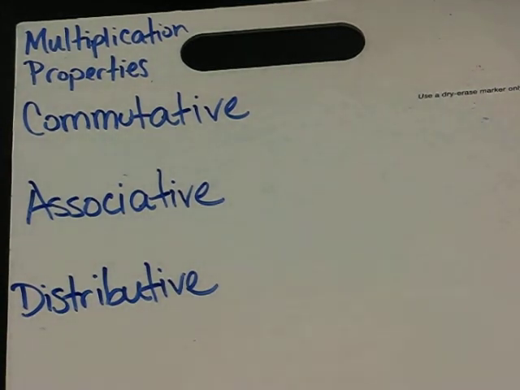So this video is reviewing multiplication properties. We've gone over this before, but this is just a small review of what each one of them looks like. These are the three hardest properties that we have in class.